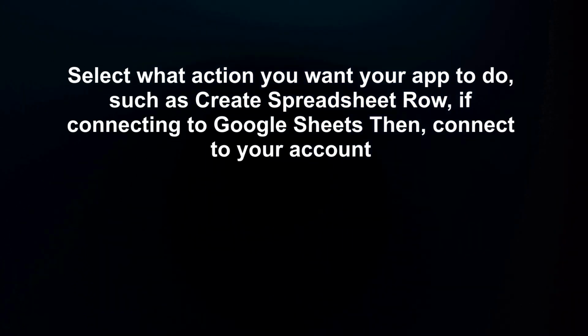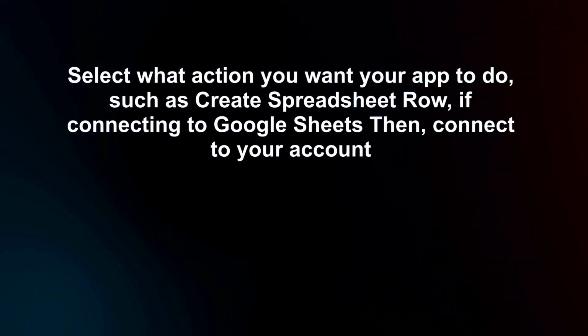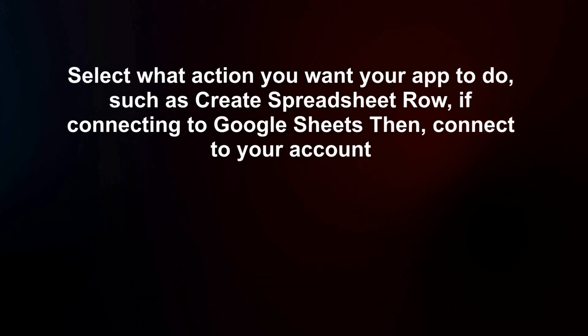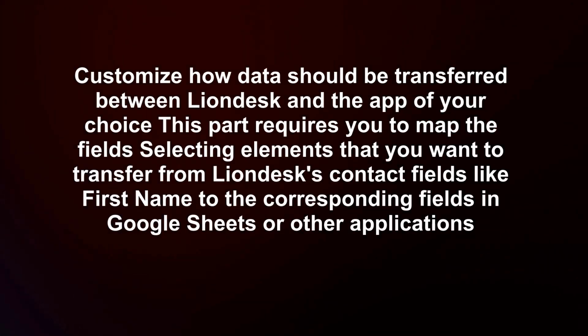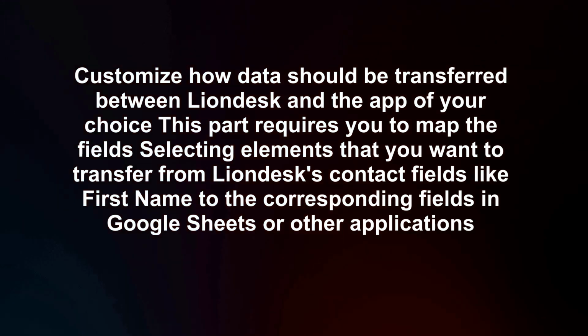Select what action you want your app to do, such as create spreadsheet row. If connecting to Google Sheets, then connect to your account. Customize how data should be transferred between Liondesk and the app of your choice.